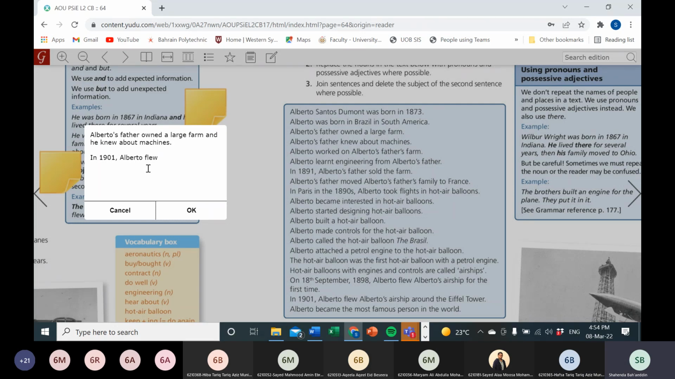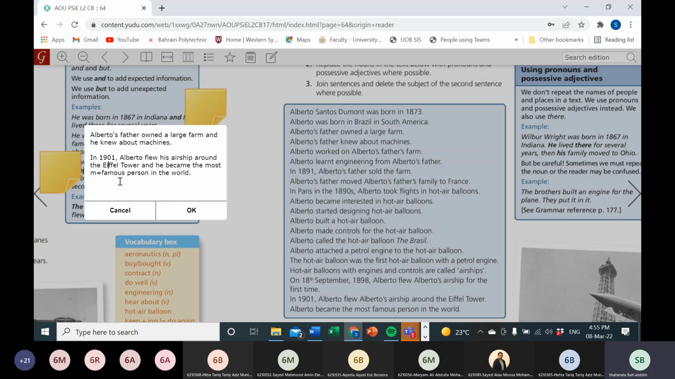Or it depends if we are going to use it, no problem. He or Alberto flew Alberto's airship. So it's going to be not it. And he became the most famous person. His airship flew around the Eiffel Tower. Okay. And he became the most famous person in the world. Is like this.